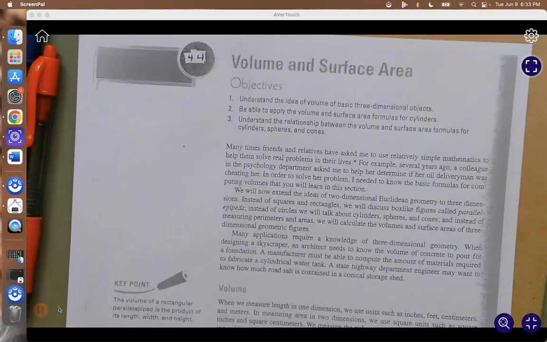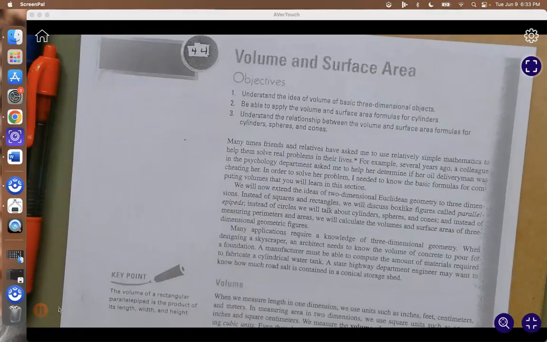All right, last lesson of this semester. Last lesson of this unit, 4.4, volume and surface area.